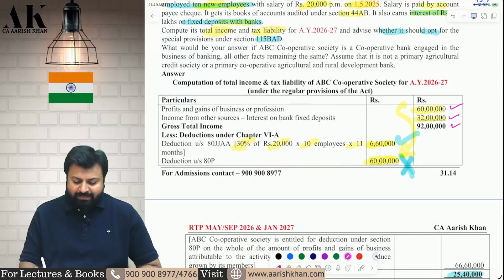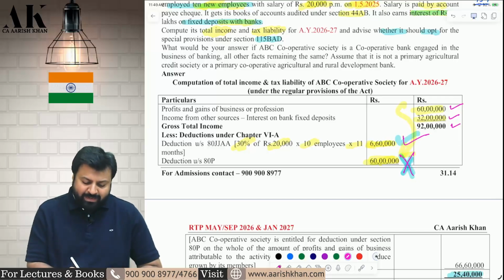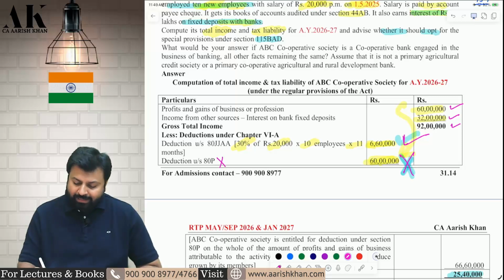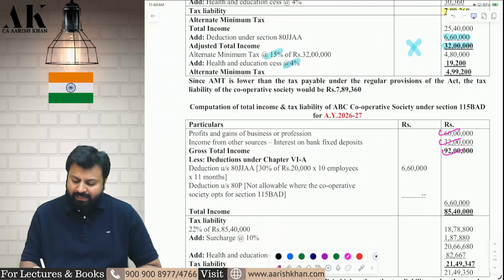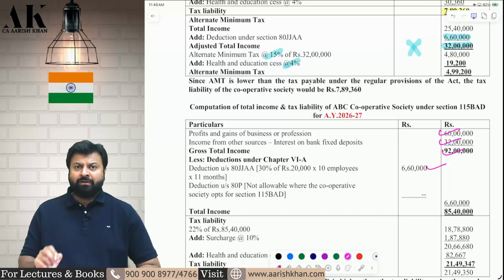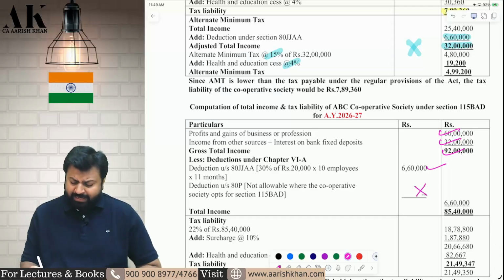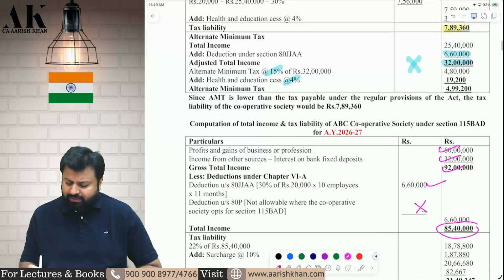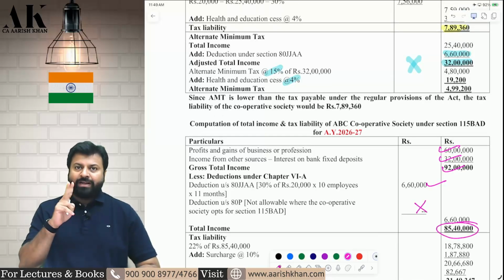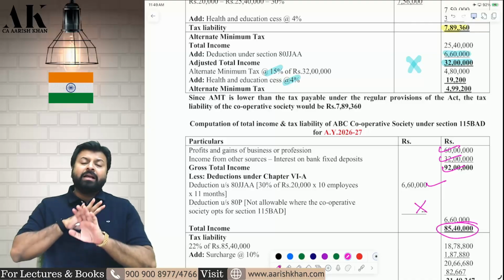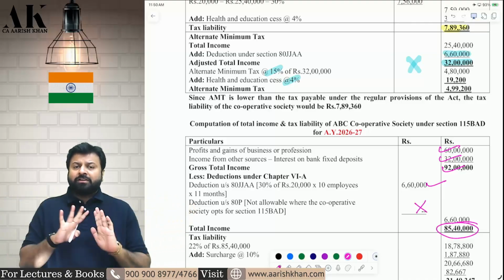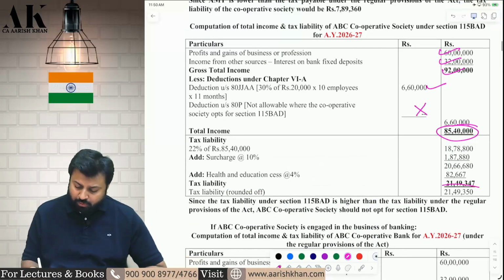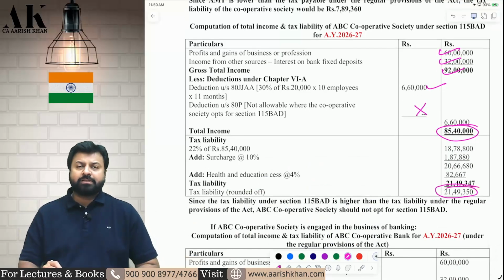For 115BAD, this is allowed but this is not allowed. For 115BAD, 80P is not allowed. Only 80JJAA is allowed. So 115BAD is very straightforward. This is there. 80JJAA is allowed in 115BAD. 80P is not allowed in 115BAD. Whatever is your total income, on that you will directly apply 22% tax, because in 115BAD the tax rate is effectively 25.17%. 22% tax, 10% surcharge, 4% cess, and that will come to 21,49,350 rupees.